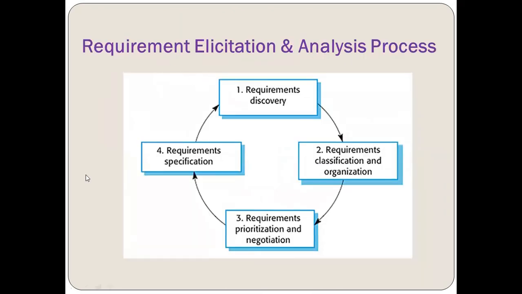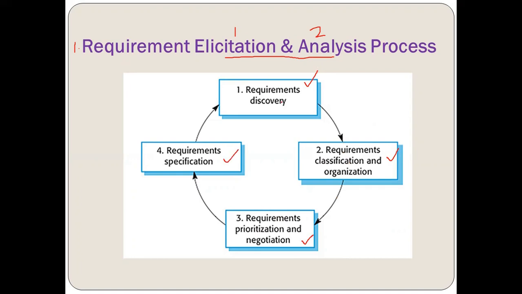Now, second thing, we start off with the first step of the requirement engineering process, that is requirement elicitation and analysis. I have joined two steps in this: requirement elicitation and requirement analysis. This is the second step. We have divided it into four parts. What are these four parts? First is requirement discovery, after that requirement classification and organization, then requirement prioritization and negotiation, and lastly requirement specification.